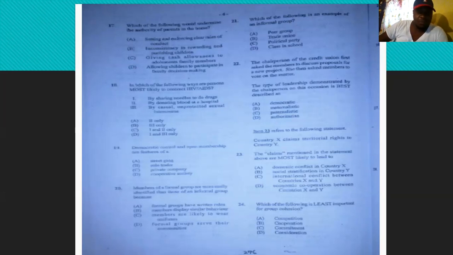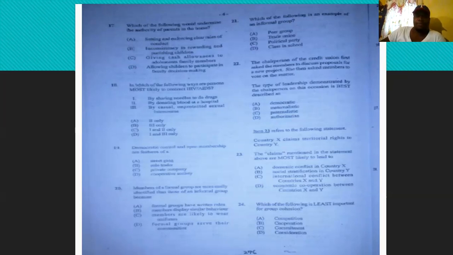But anyway, in which of the following ways are persons most likely to contract HIV/AIDS? I'm at number 18. Is it 1, by sharing needles to do drugs, 2, by donating blood at a hospital, or 3, casual, unprotected sexual intercourse? So that's pretty easy. We know it's by sharing needles and having unprotected sex. So it's 1 and 3. Highly unlikely to catch HIV if you donate blood. Highly unlikely. I'm not sure if it's impossible, but I know it's highly unlikely. So the answer for number 18, 1 and 3, D.